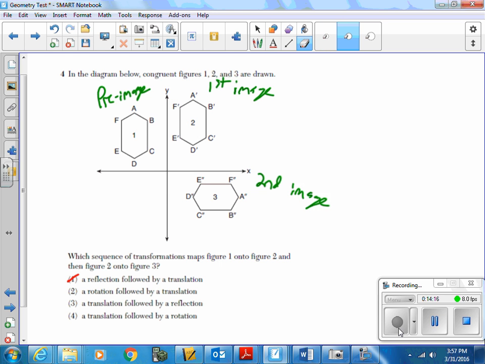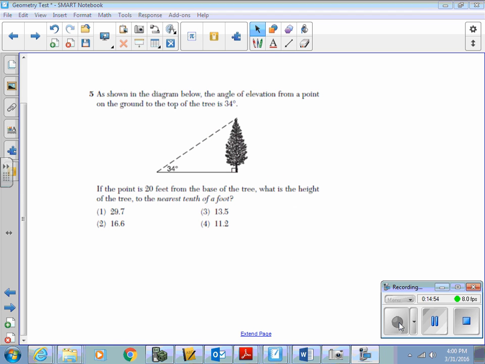All right, let's see, a translation followed by a reflection. Well, this could be a translation because, remember, a translation is just moving, so really you could say it's moving over and then up, which makes sense, but the reflection part does not make sense. The way 2 is not going to be reflected onto 3. The only one that makes sense is a translation followed by a rotation. All right, translation followed by a rotation.